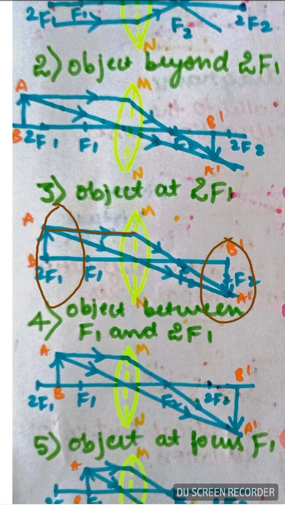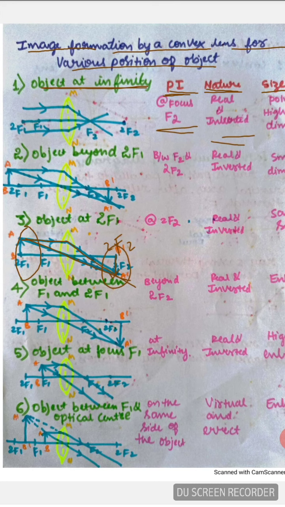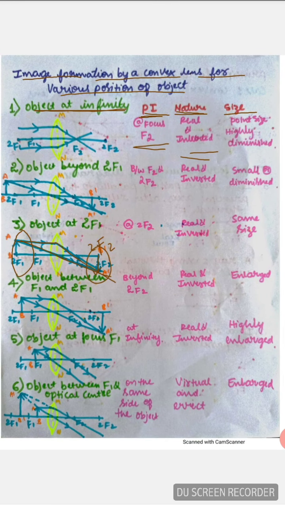One ray will pass parallel to the principal axis. After refraction it will go like this. One more ray I will consider through the optical center. So these two rays will meet at exactly 2f2. Here 2f2 in the sense it is the other center of curvature, that is C2. So when the object is placed at 2f1, the image also will be produced at 2f2, and it is real and inverted, and the size of the image will be the same as the size of the object. Okay, hope you are clear with this.